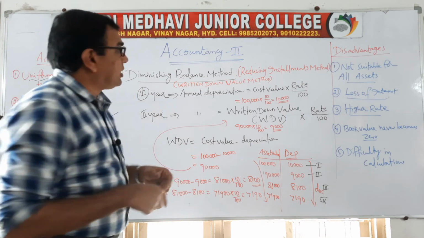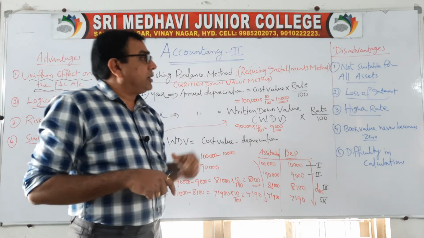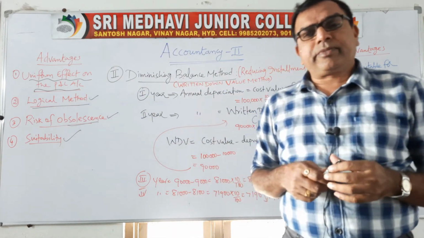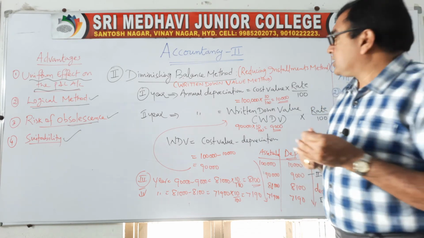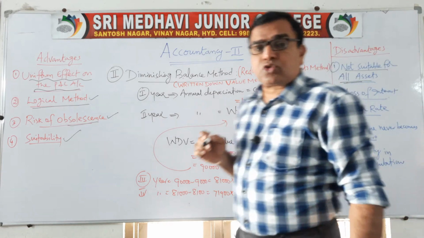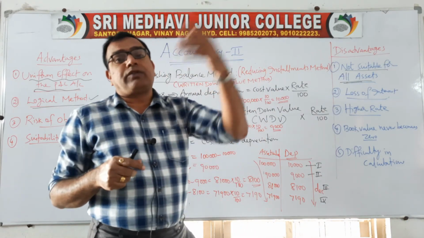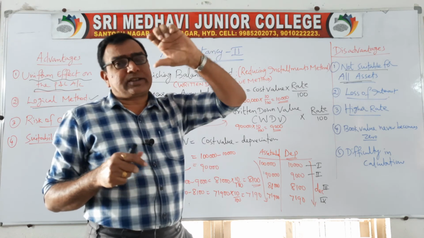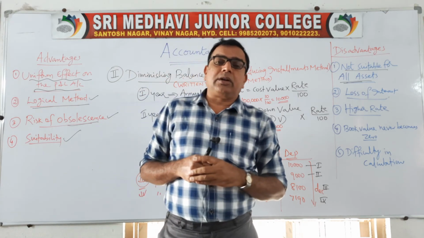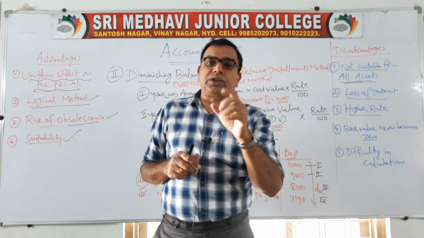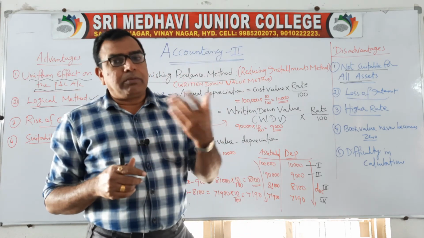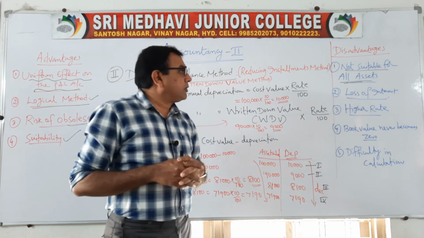So these were the advantages. Now let us discuss the disadvantages. As you know, every method has some advantages and disadvantages. The foremost disadvantage is that it is not suitable for all assets. The diminishing balance method suits only assets which have larger value, like 5 lakhs, 10 lakhs, 15 lakhs. Such assets can be depreciated using this method, but for assets of smaller values like 50,000, 30,000, 20,000, you cannot apply this method, as it may not give you reliable and accurate information.